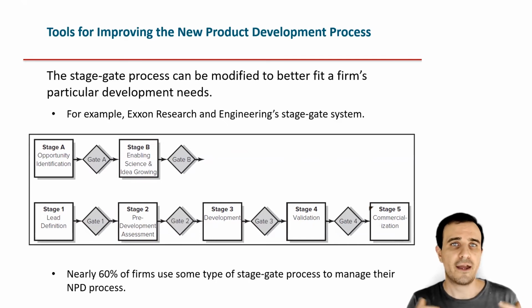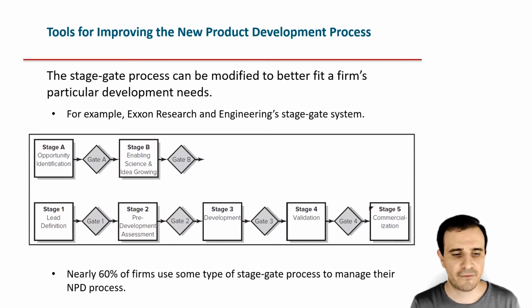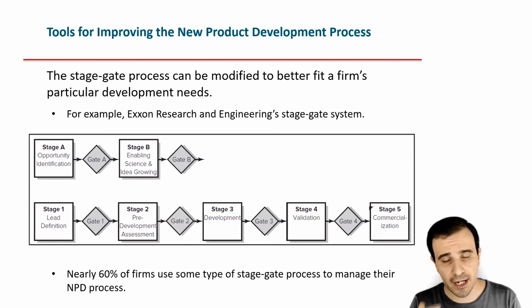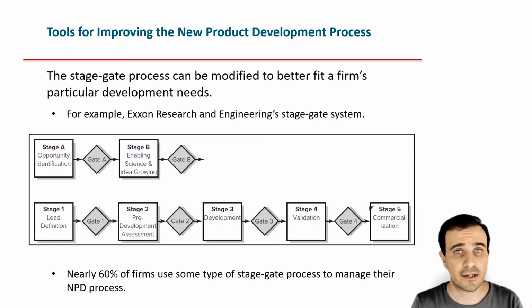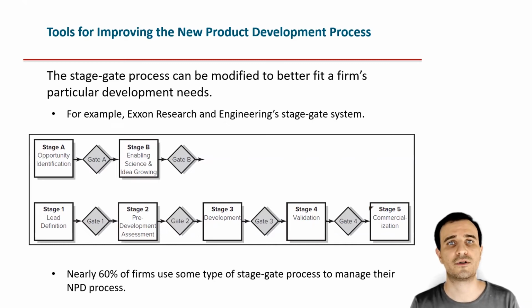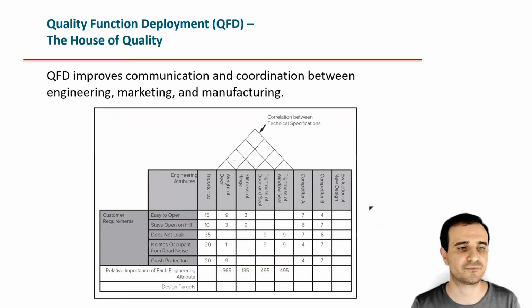This is anyway a very successful tool. Roughly 60% of firms doing new product development will adopt some sort of stage gate process. However, it's not the only one. So we can see a couple more techniques to do our new product development.